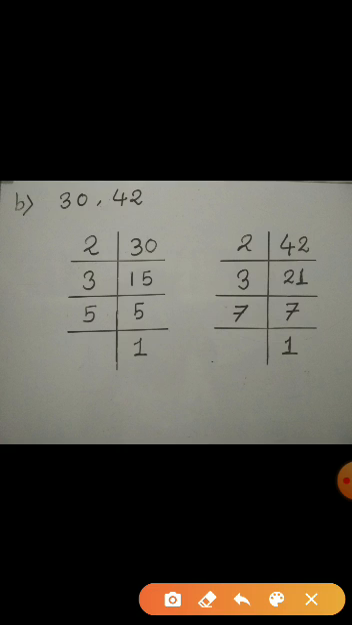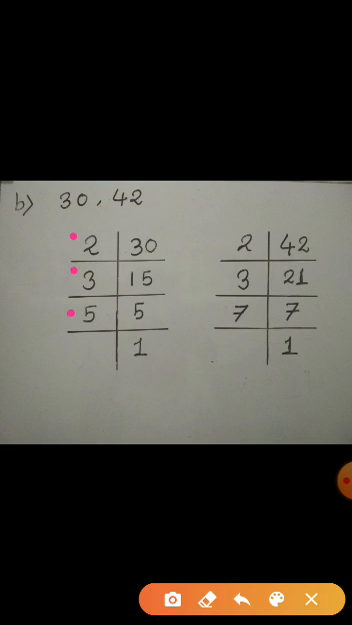Now again 30 is an even number which is divisible by 2. So when 30 is divided by 2, I get 15. 15 divided by 3 gets 5 because 15 is not divisible by 2. So we divide 15 by 3 as 3 is the next prime factor after 2. And then 5 divided by 5, we get 1. So what are the prime factors of 30? 2 into 3 into 5.